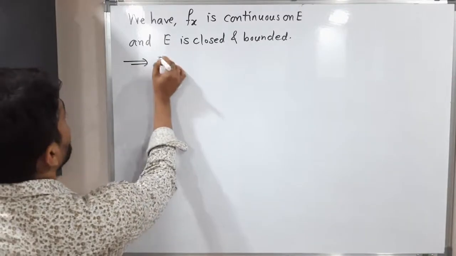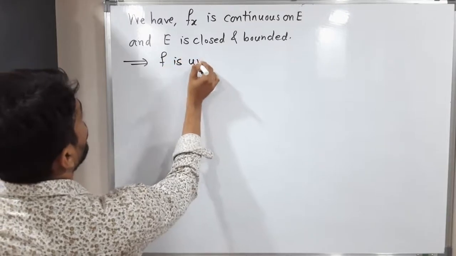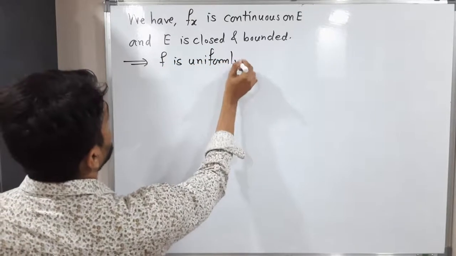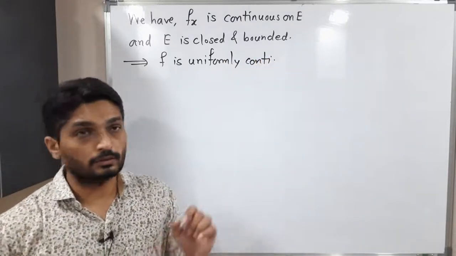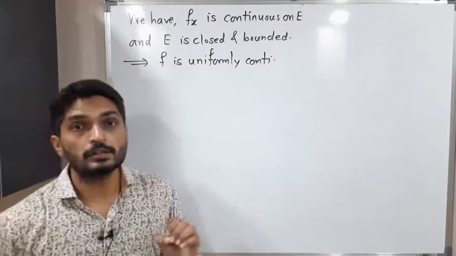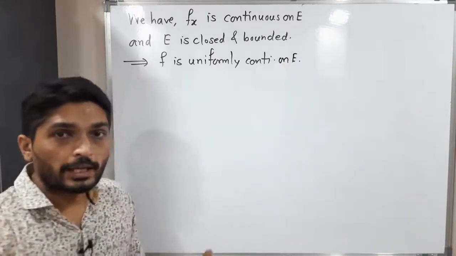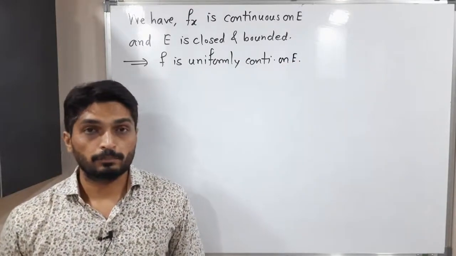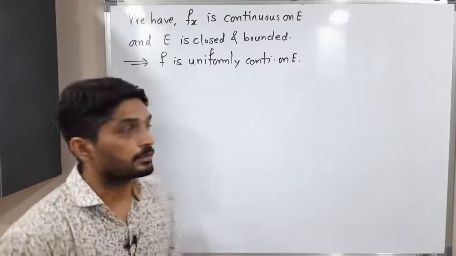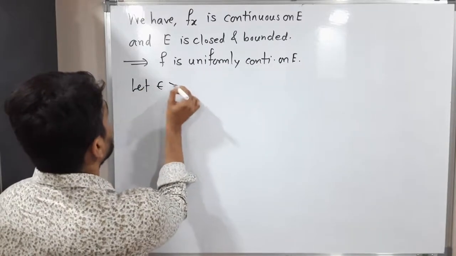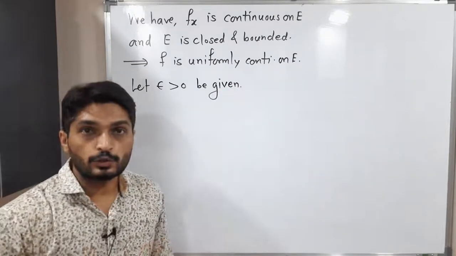Therefore we can say that fx is uniformly continuous. The reason is the function is continuous and the set where the function is defined is closed and bounded, so it is uniformly continuous on E. So we can use the epsilon delta definition of uniform continuity here. For that we should have some epsilon. Let epsilon greater than 0 be given.